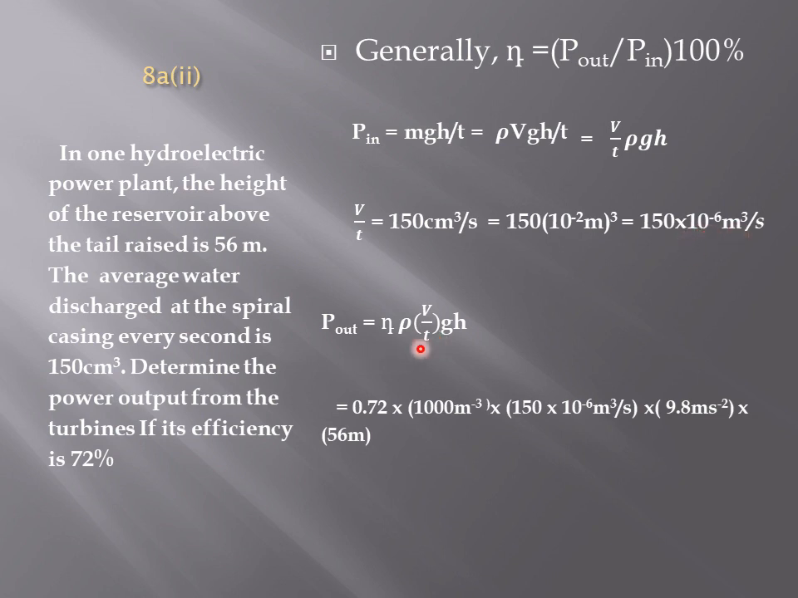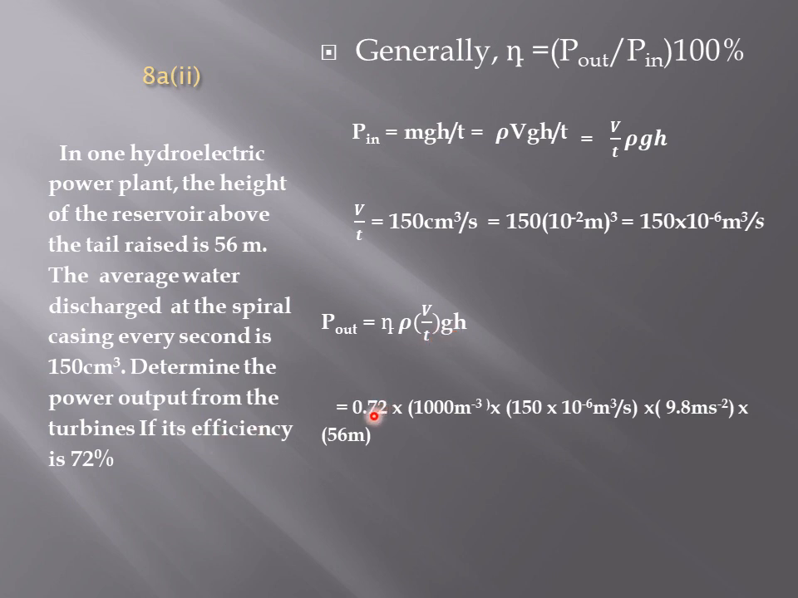Now, if we rearrange this equation so that we have power output, because in the place of power input, we have already substituted V on T, all of it multiplied by rho g h. V on T, volume on time multiplied by rho g h has been substituted in the place of power input. So if we work out the power output, we're going to have the efficiency times density times the rate of volume flow with time times gravity and height.